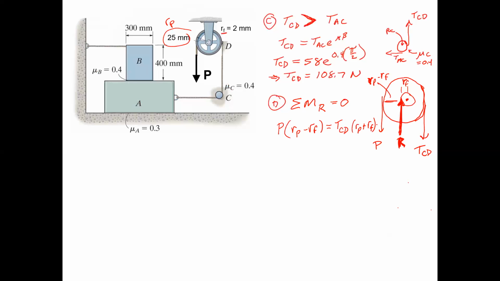And again, we're sort of at impending motion. It's not moving, but we're just about to move. So everything is in equilibrium. And that's why these moment equations have to be 0. And we can solve this then for P. So P is going to equal TCD, which is 108.7, times 25 plus 2, so that's your RF, over 25 minus 2. And that gives you a P of 128 newtons.